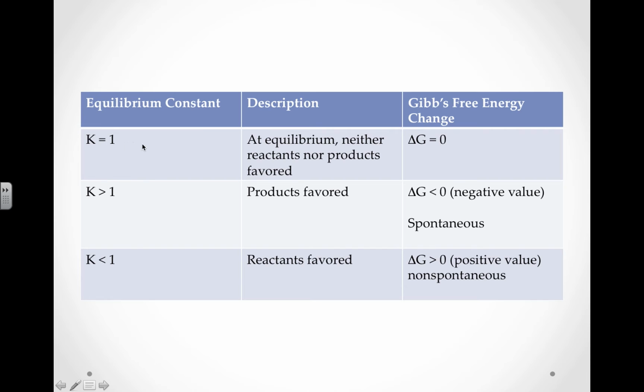So let's actually put that into a table. When K equals 1, we're at equilibrium, and neither reactants nor products are favored, and delta G is equal to 0. But if K is greater than 1, delta G is negative to reflect that this reaction is spontaneous and will proceed towards the products. We need to know this a little bit theoretically, but we also need to be able to do this in terms of a calculation.